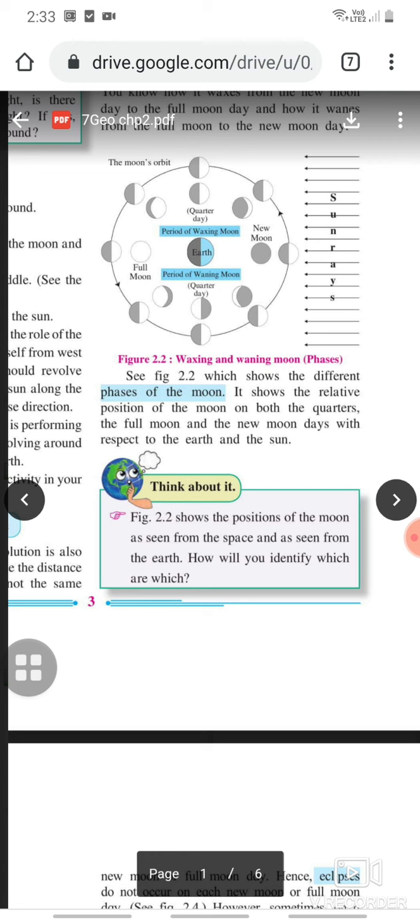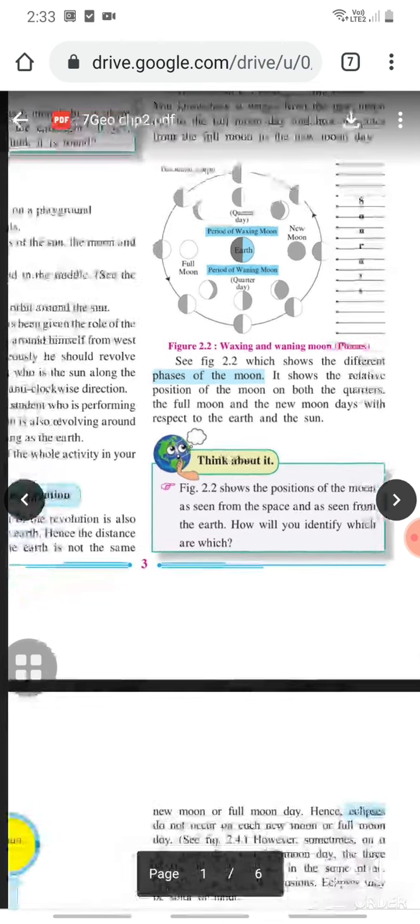So think about that. If figure 2.2 shows the position of the moon as seen from the space and as seen from the earth, how will you identify which are which? This is an interesting question if you think about it.